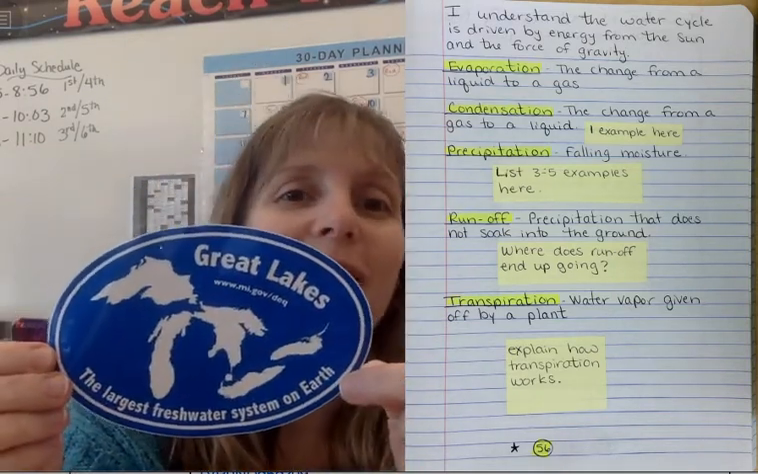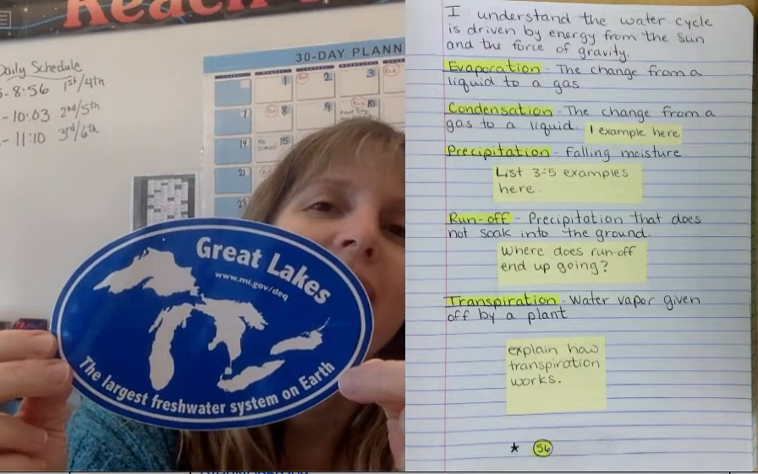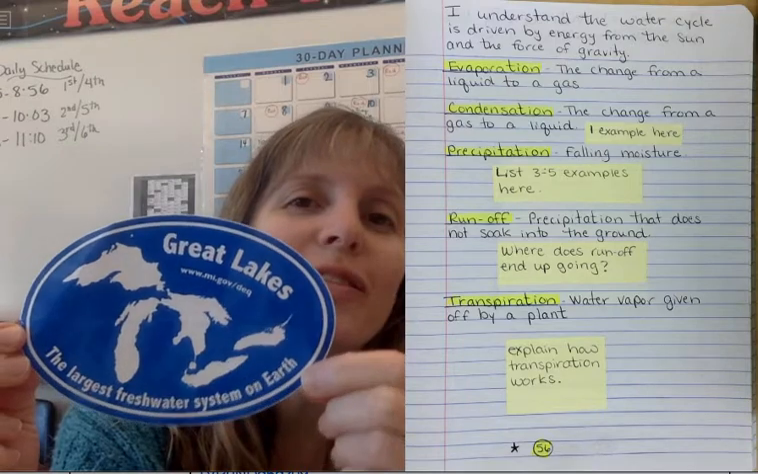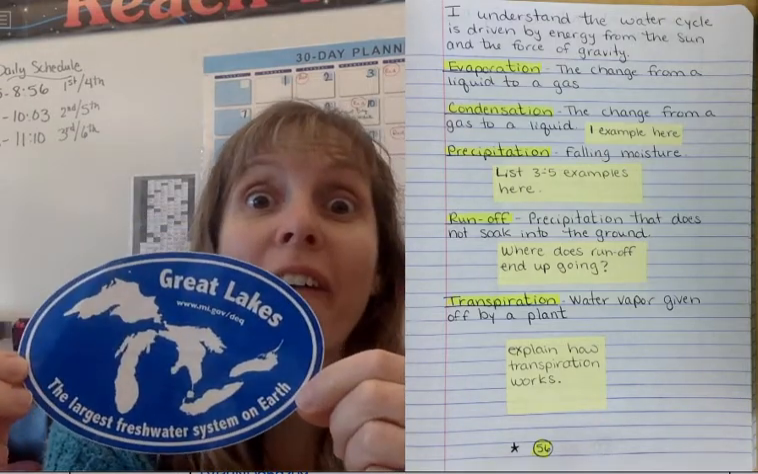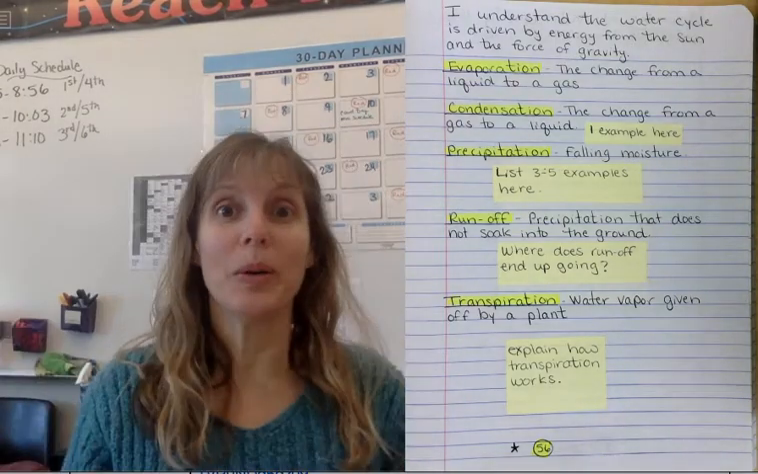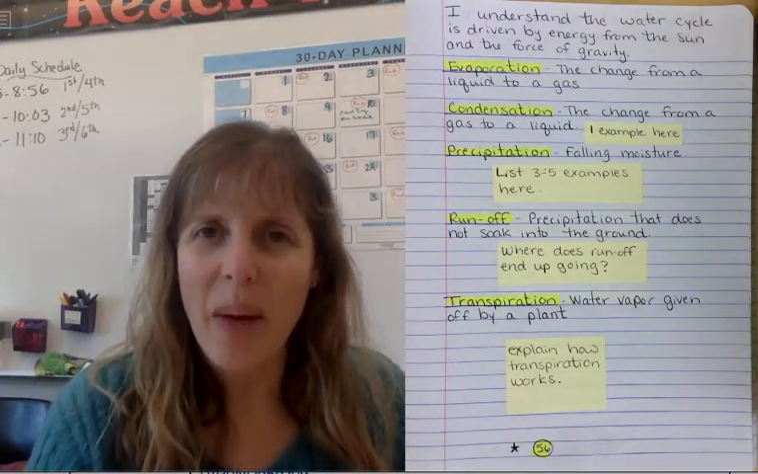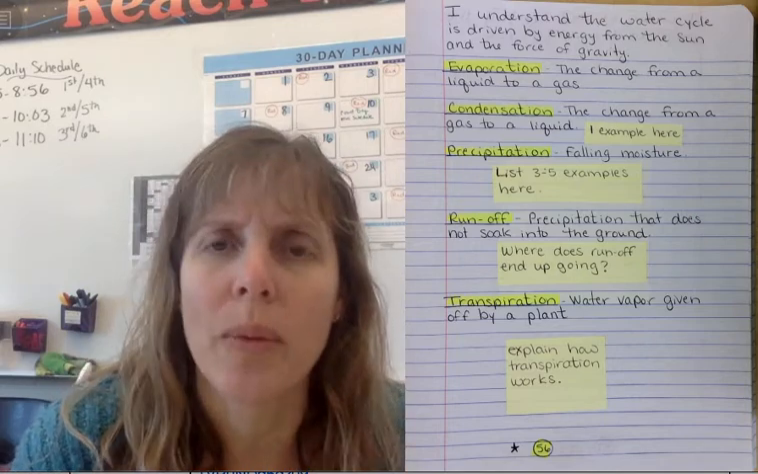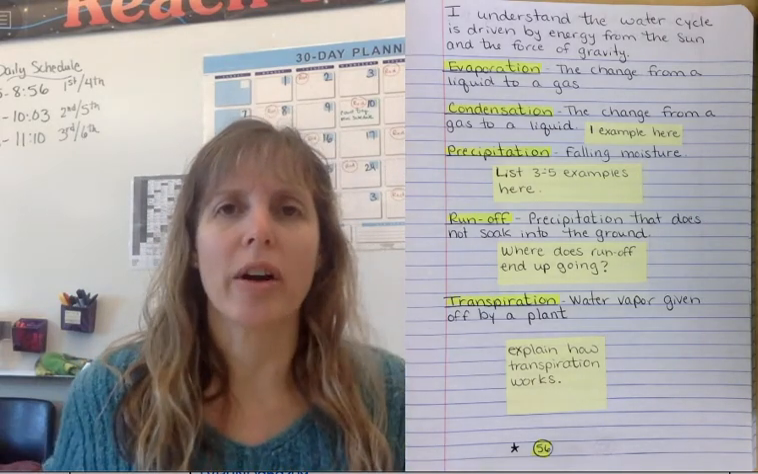How lucky are we? We live in Michigan and we are surrounded by the Great Lakes, and it is the largest freshwater system on Earth, which is super cool. Where does all that water come from? And does it evaporate? Does it go anywhere?